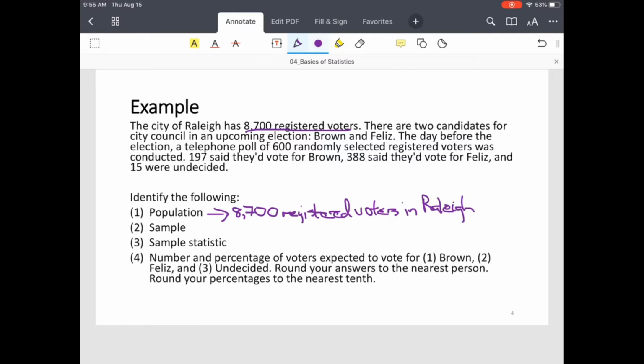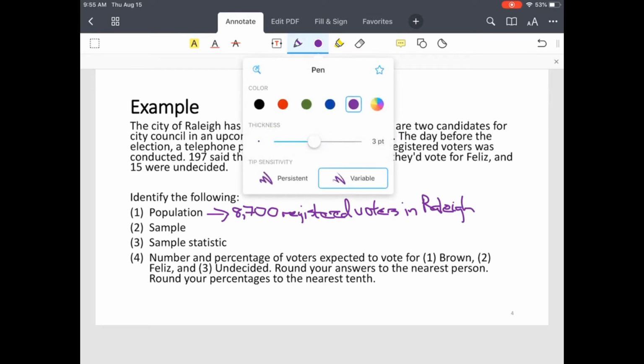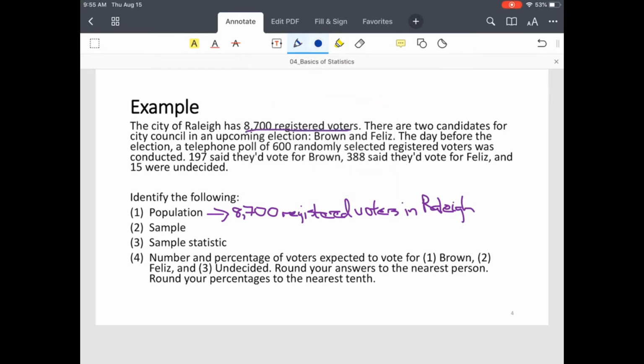Now, we don't know if that's Raleigh, North Carolina, but we're just going to say Raleigh for this particular example. All right, the sample. The sample in this case were the 600 voters who were polled via telephone.